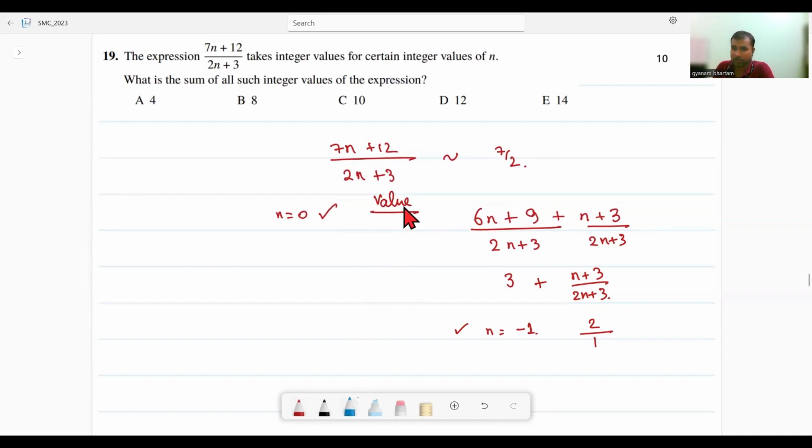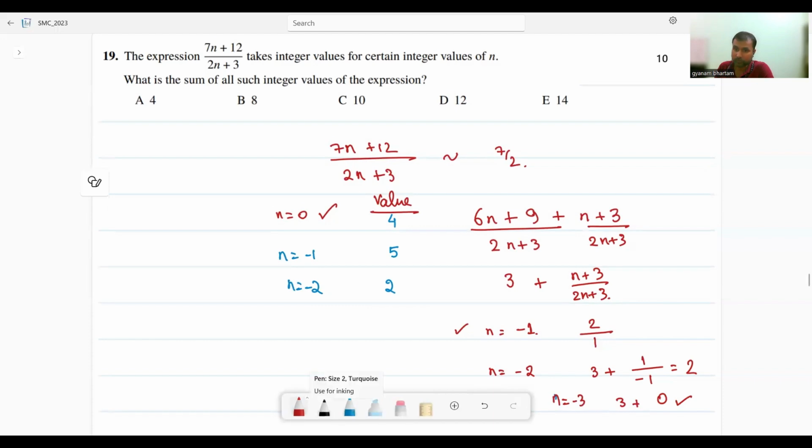So this value will be 4, and for n equal to negative 1 we get 3 plus 2, which is 5, and the next one is n equal to minus 2, we get 3 plus minus 2, so it's going to give 1, and again minus 1, because minus 4 plus 3 gives you 2. So n equal to minus 2 gives 2, and if you choose n equal to negative 3, this is going to give 3 and this is going to give you 0, which is again working. So this is a correct choice. So n equal to minus 3 gives you 0.